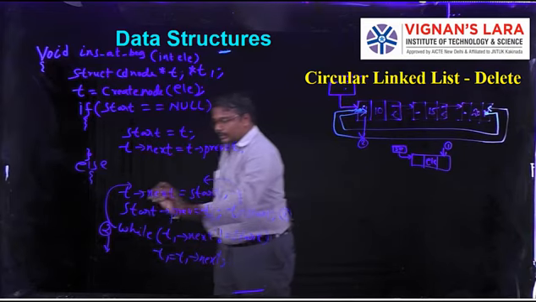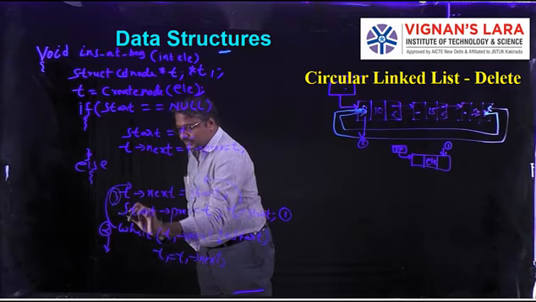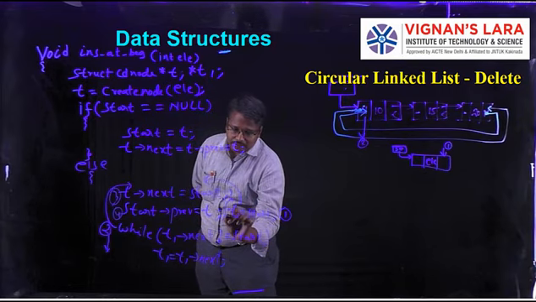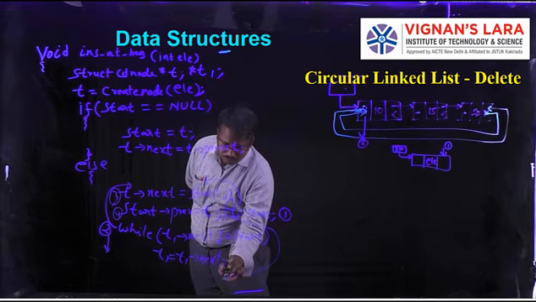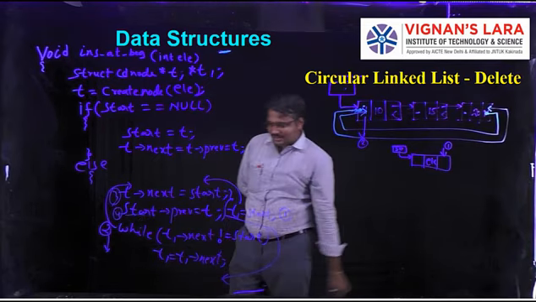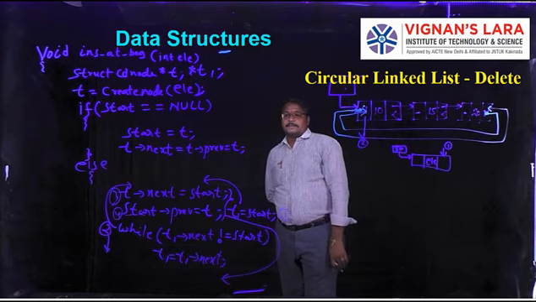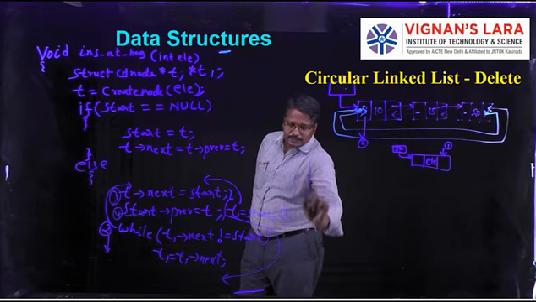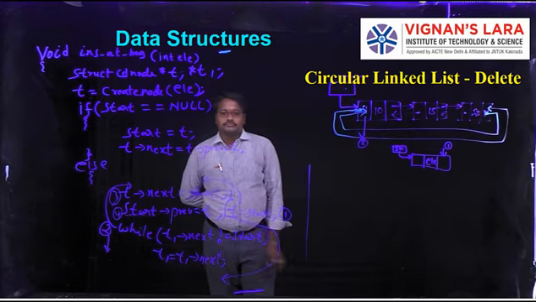So the third statement is this. Fourth statement is this. These two statements should be written after the while loop. Why? Because here we are changing the starting node address. So that's why I made it this way. Okay.